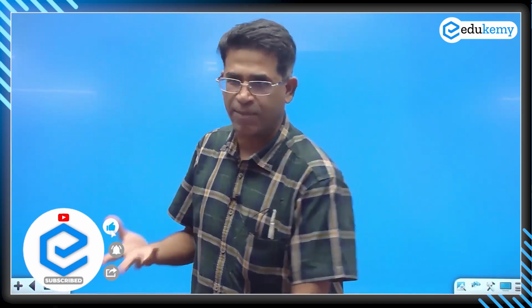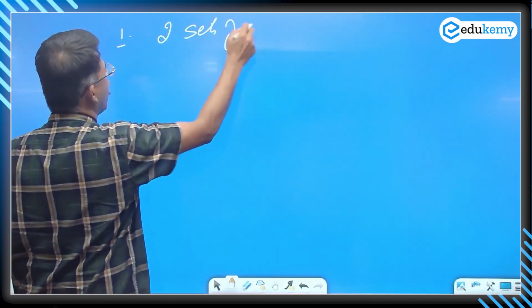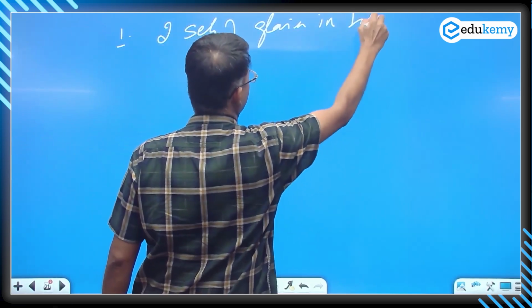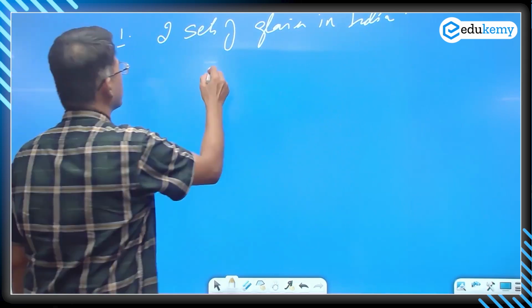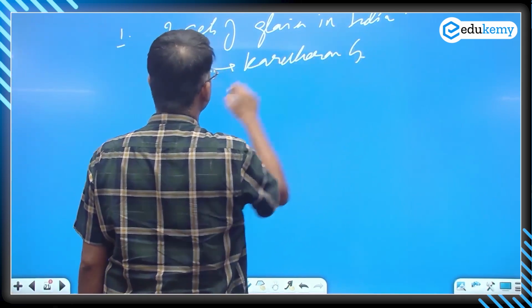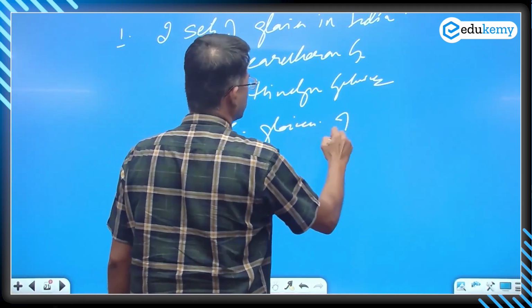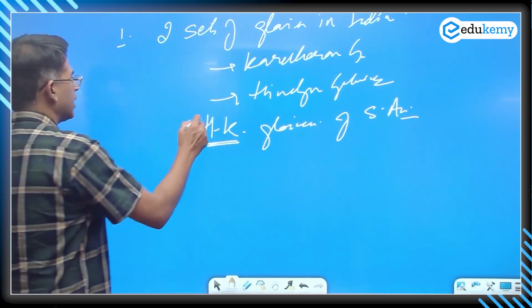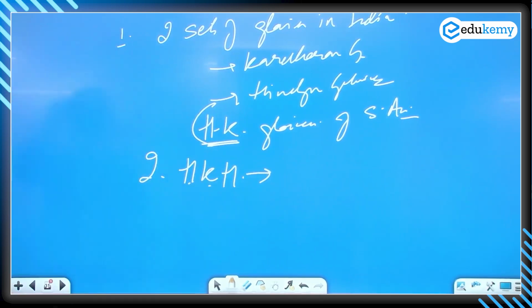So just write the richness part, the extra part. The first is, remember that there are 2 sets of glaciers in India. I'm giving you facts. How to use them, you can always debate on that. There are Karakoram glaciers and there are Himalayan glaciers. Together they are called HK glaciers of South Asia. They're part of HKH. HKH means Hindu Kush and Himalayas. You have to use these terms in the answer.